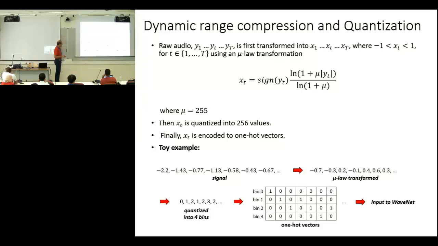For example, in bin 0, since this is 0, we put 1 and all others are zeros. In bin 1, it's 1 and all others are 0. In bin 2, it's 1 and all others are 0, and so on. And this is the input to the WaveNet. So the input to WaveNet is this matrix here.